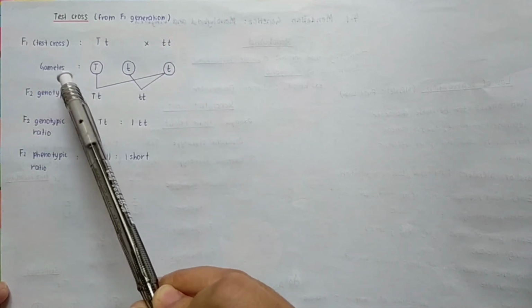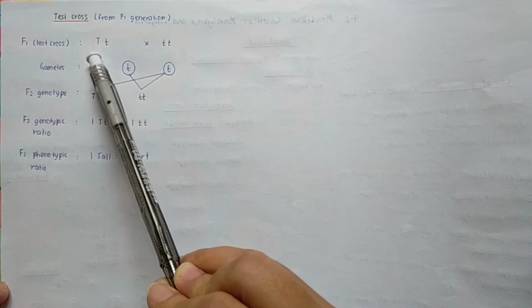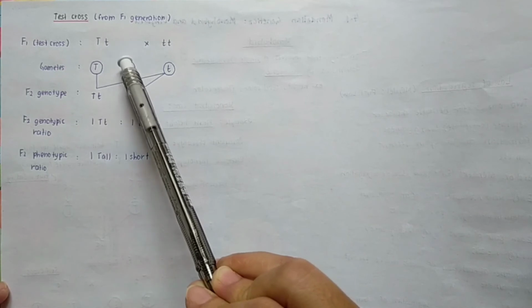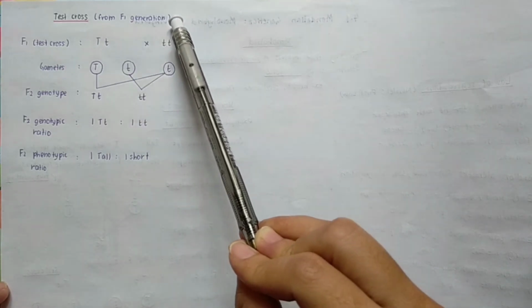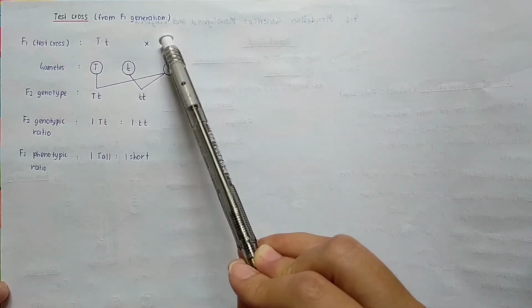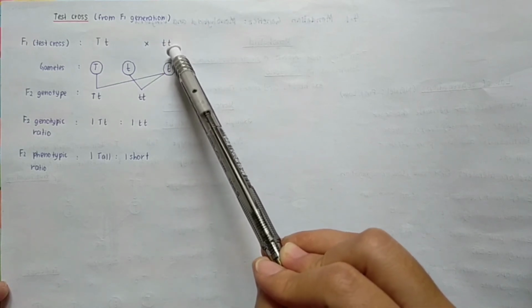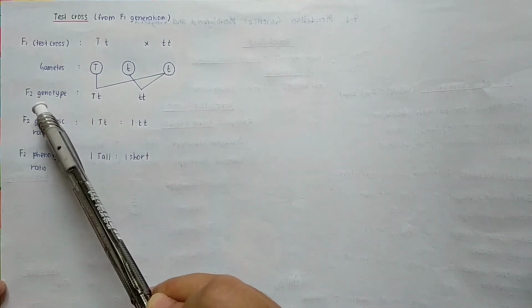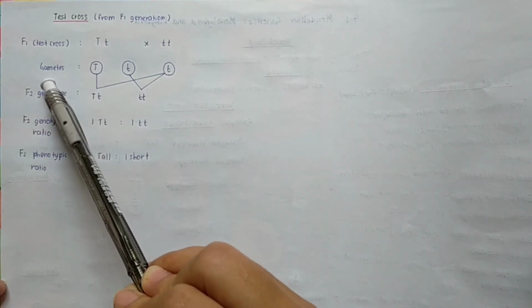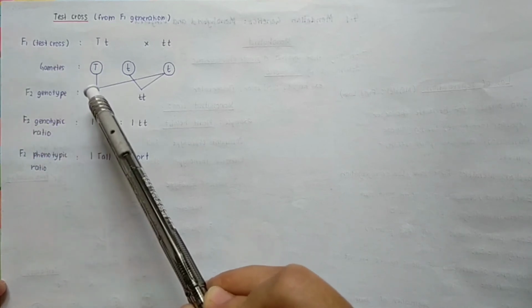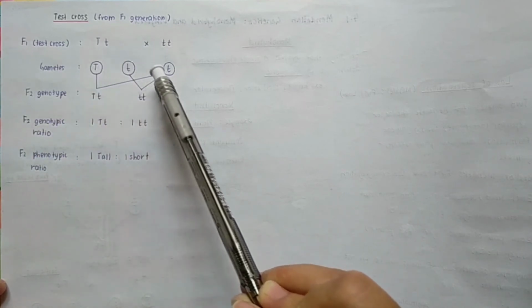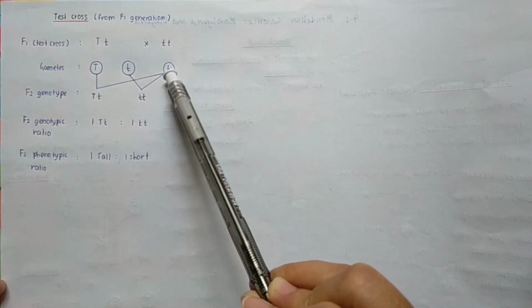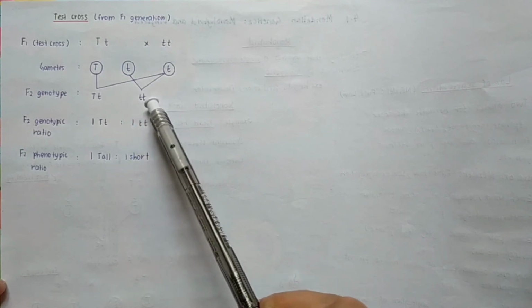Okay, and then what are the gametes for the heterozygous? The first gamete will have the allele capital T. The second gamete will have the allele small t. Okay, and then for the second parent, the second genotype here, since it is homozygous recessive, the gametes will have small t. Okay, and then you show the crossing, by which we get the F2 genotype. The first one is capital T with small t, so it will become heterozygous, and the second one will become homozygous recessive.